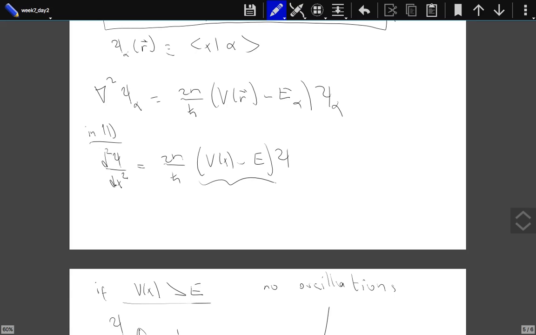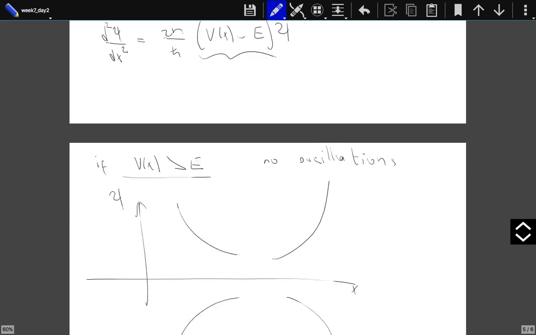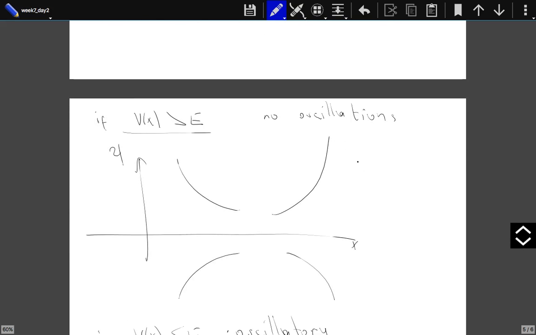If V is larger than E, the second derivative will be positive if psi is positive. If the wave function is positive, then the second derivative is positive. If the wave function is negative, then the second derivative is negative. I just looked at first the case when the wave function is positive. That is, the second derivative is positive. That means the slope is constantly increasing. Well, you can have basically those two shapes. This is when psi is larger than 0.